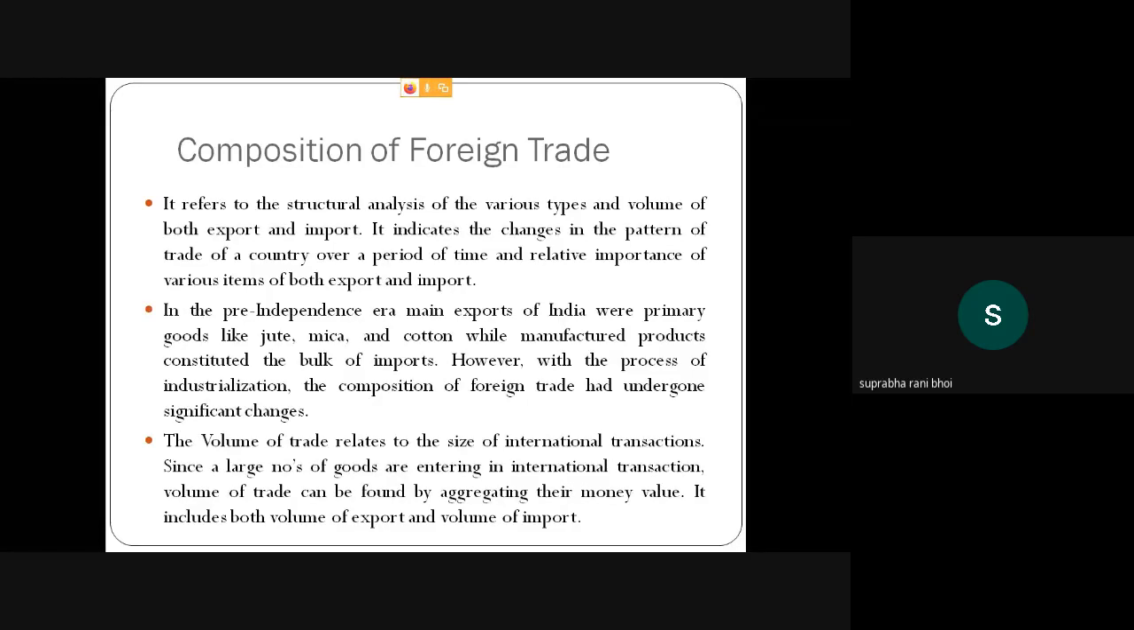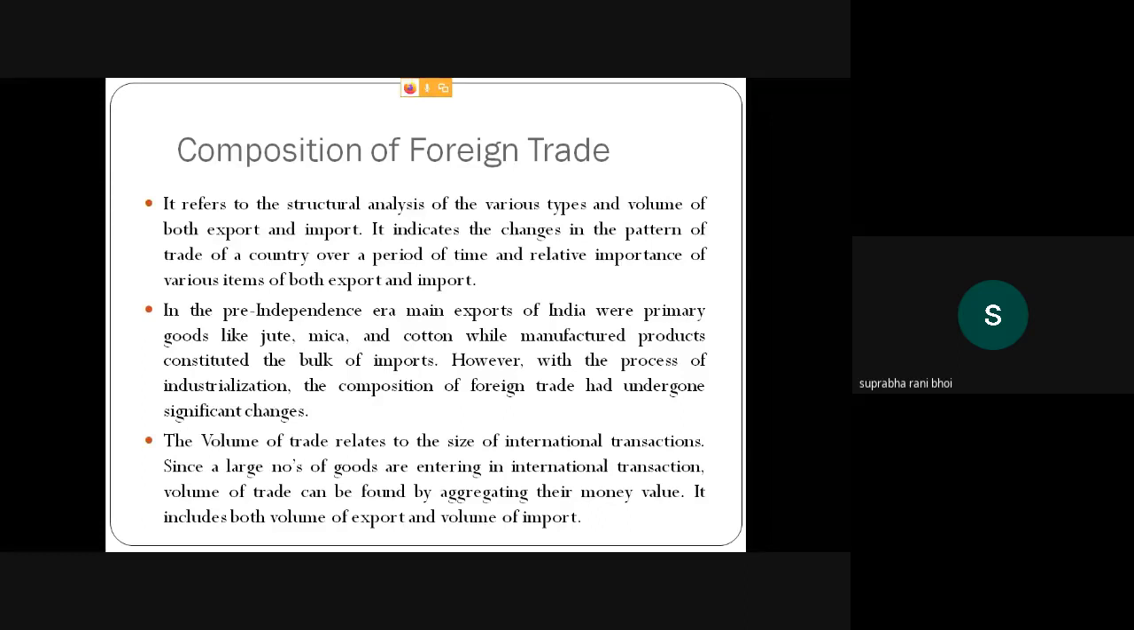Which means you can easily understand what is the most important item in our export basket, the item we are exporting mostly, and the item we are importing mostly and in the largest amount. In the pre-independence era and from the very beginning, India's export basket consisted of primary products. We are an agrarian economy, an agricultural economy. So we are producing a huge amount of agricultural products like jute, cotton, mica, cotton textiles, etc. So we are exporting those goods.